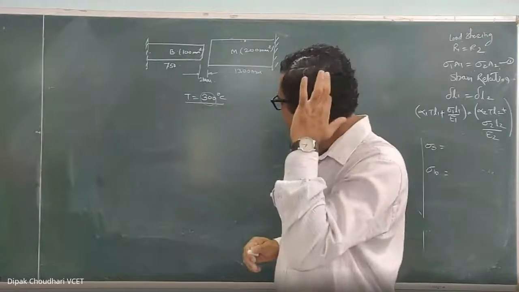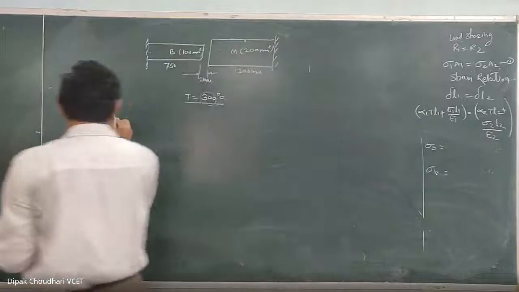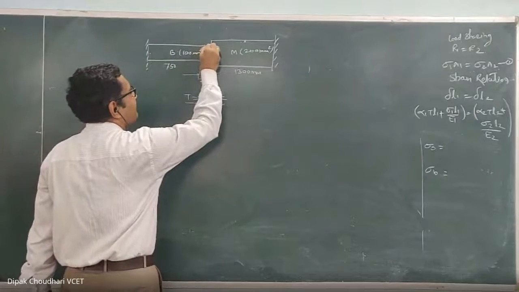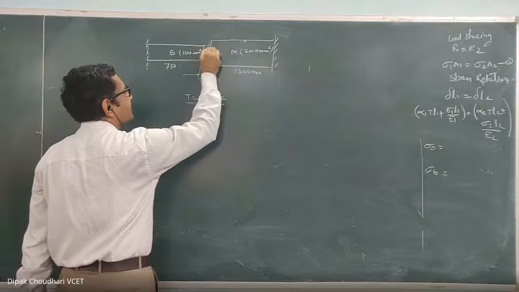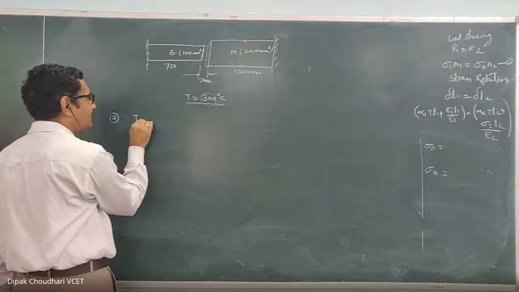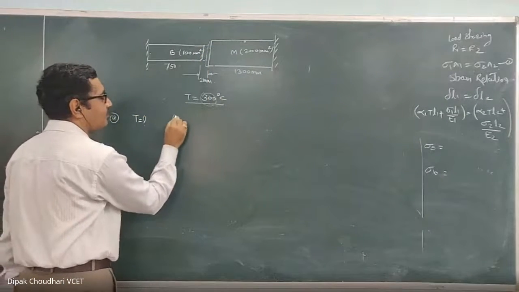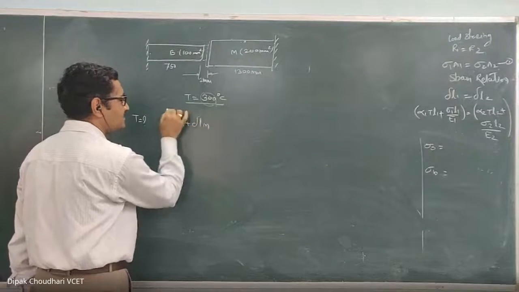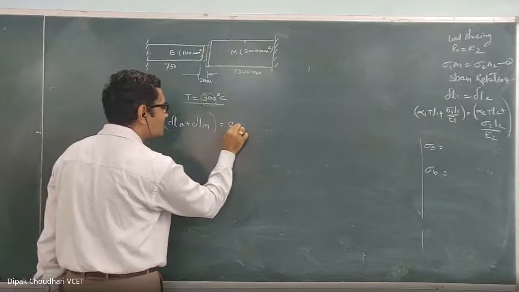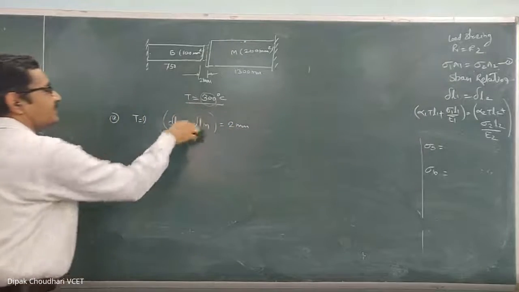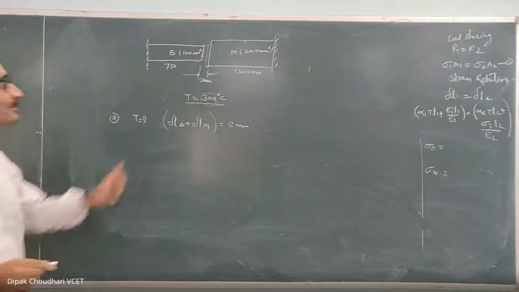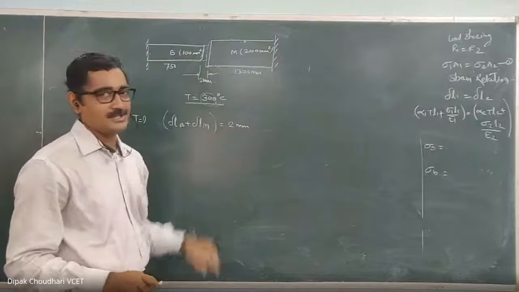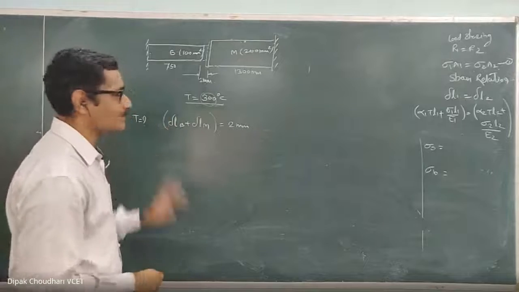But in this question, the first part asks at what temperature this gap will be filled up. It means you have to calculate the T when the free deformation of the brass plus free deformation of the magnesium is equal to 2 millimeter. When the gap is filled, the deformation of the brass plus deformation of the magnesium is 2 millimeter. This T you have to calculate.